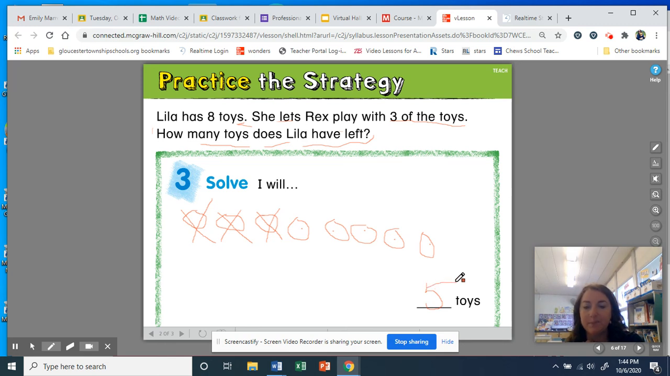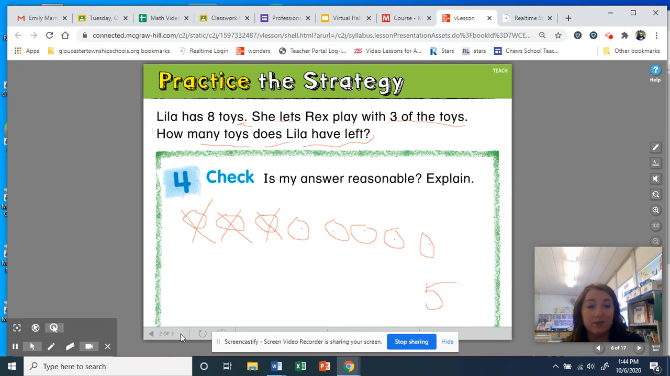All right. Now we're going to see, is the answer reasonable? Is my answer reasonable? Yes, because if I have 8 toys and I give 3 away for someone else to play with, I have 5 left. 1, 2, 3, 4, 5. So yes, the answer is reasonable.